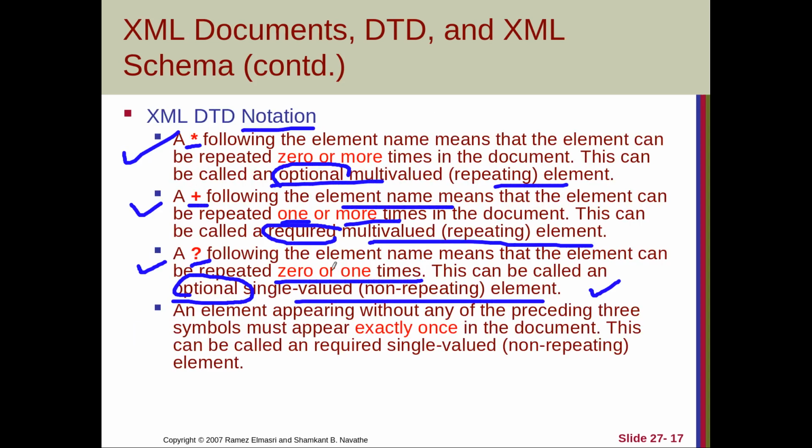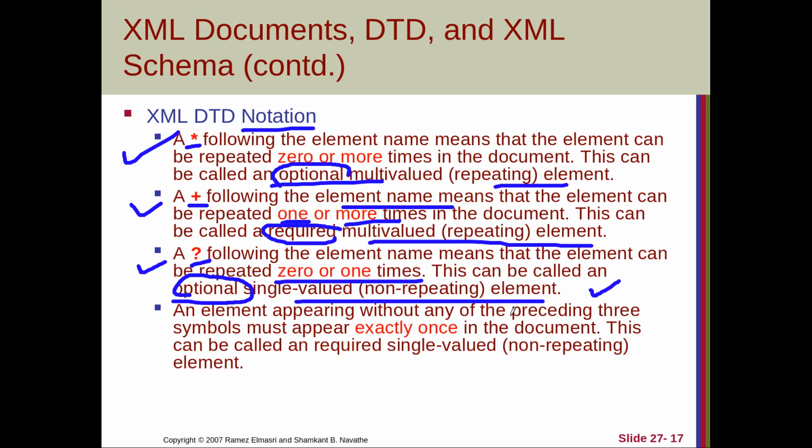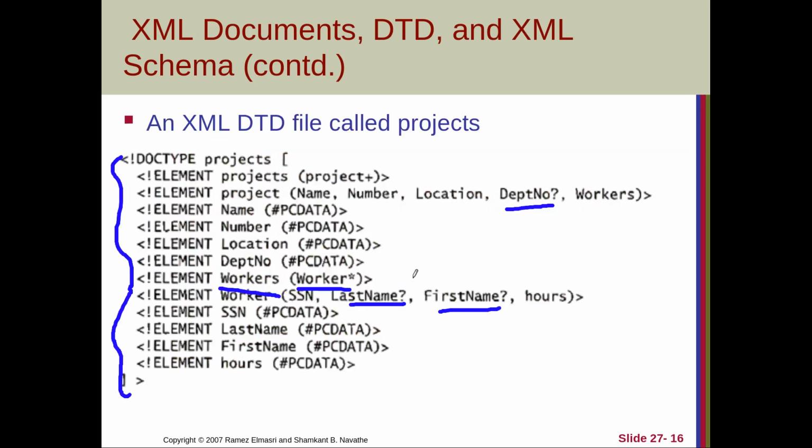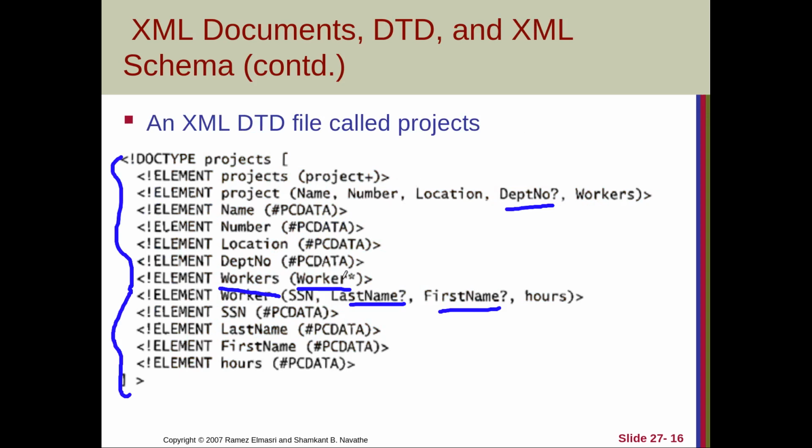Now similarly, department number question mark. What is the meaning of question mark? 0 or 1. We can have 0 department or a maximum of 1 department. Last name, 0 last name or 1 last name. 0 first name or 1 first name. Now similarly here, so that is all. Here one more thing is there, workers, worker star. What is the meaning of star? 0 or more times. We can have 0 workers or we can have multiple workers. Depending on the symbol, we can follow that particular creation of XML elements.